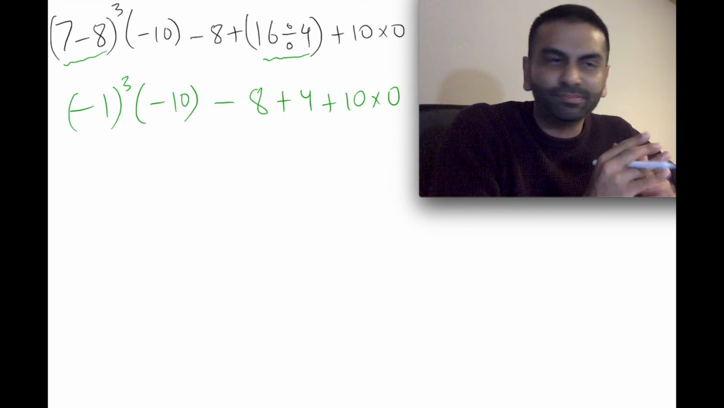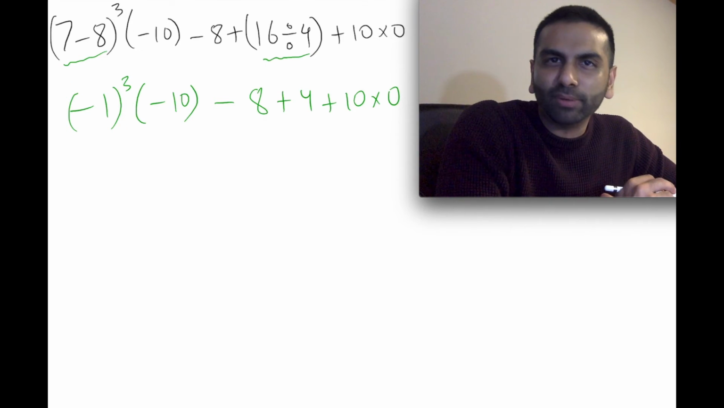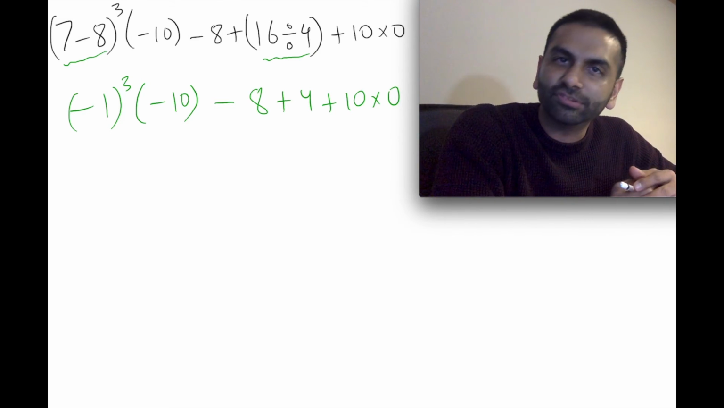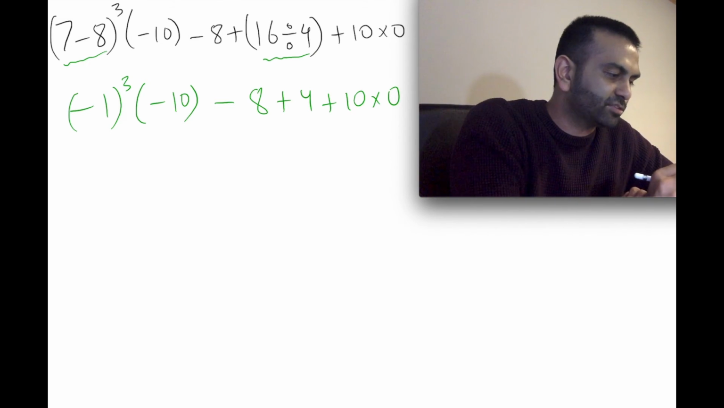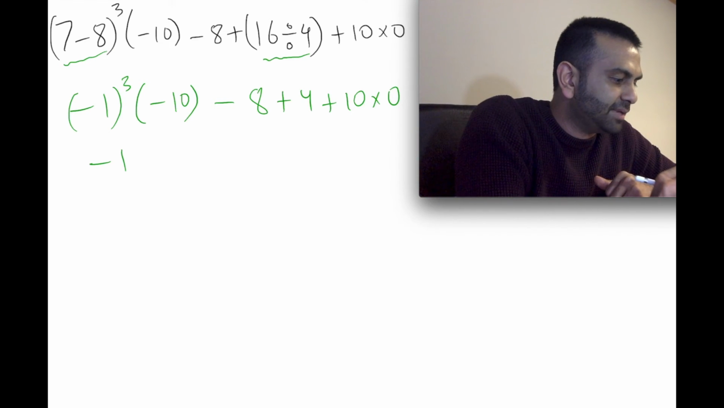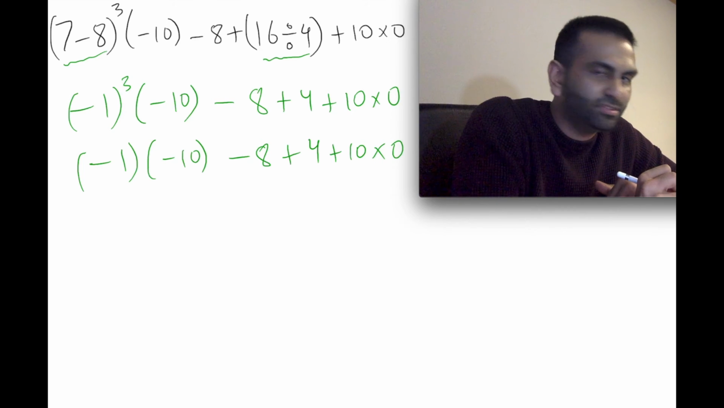So then E, exponent. Are there any exponents? Oh yeah, negative 1 cubed. Negative 1 cubed is negative 1 times negative 1, which is 1, times the third negative 1, which is negative 1. So long story short, negative 1 to the third power is just negative 1. So that's just going to be negative 1 times negative 10 minus 8 plus 4 plus 10 times 0.